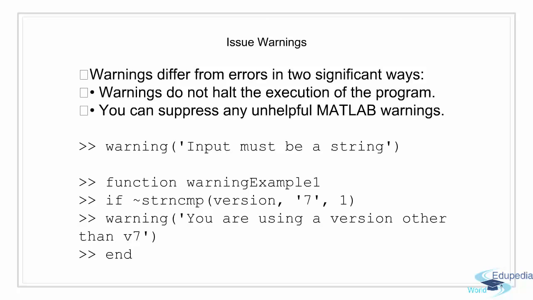Warnings are called with the warning function and a string of text passed to it. As shown here, the warning function is called and the string 'input must be a string' is passed in single apostrophes. One usage of warning is shown in function warning example 1, where I am verifying whether the version of the software is 7 or not. If it is not version 7, I am issuing a warning saying that the user is using a software version other than 7.